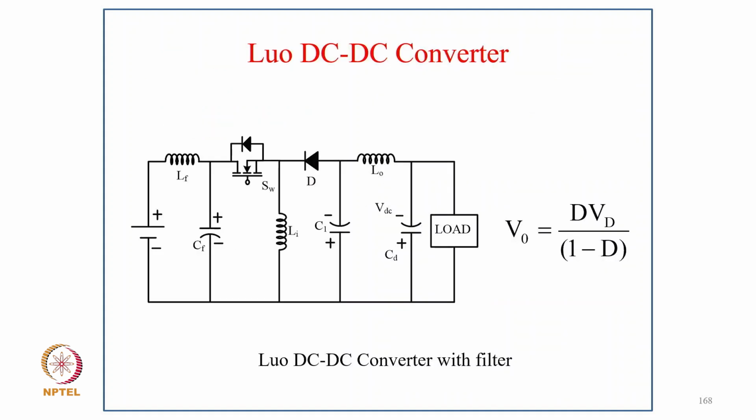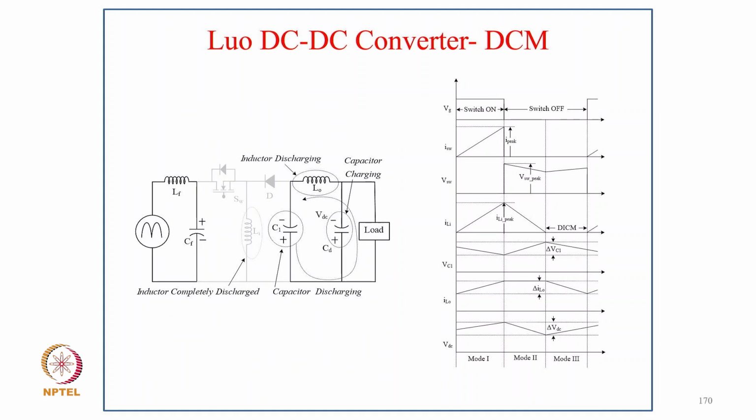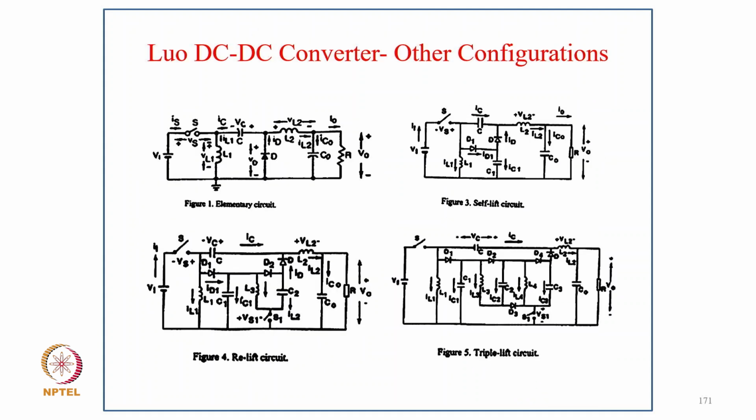Now coming to the Luo DC-DC buck boost converter, as you can see the relation here, that V0 equal to D upon 1 minus D times Vin. As you can see here, the input along with the input filter, we have a switch, inductor, then diode, capacitor, and typically the inductor and output voltage. So you can see typically three modes: when the switch is on, when the diode is on, and when both are off, and the typical waveform.